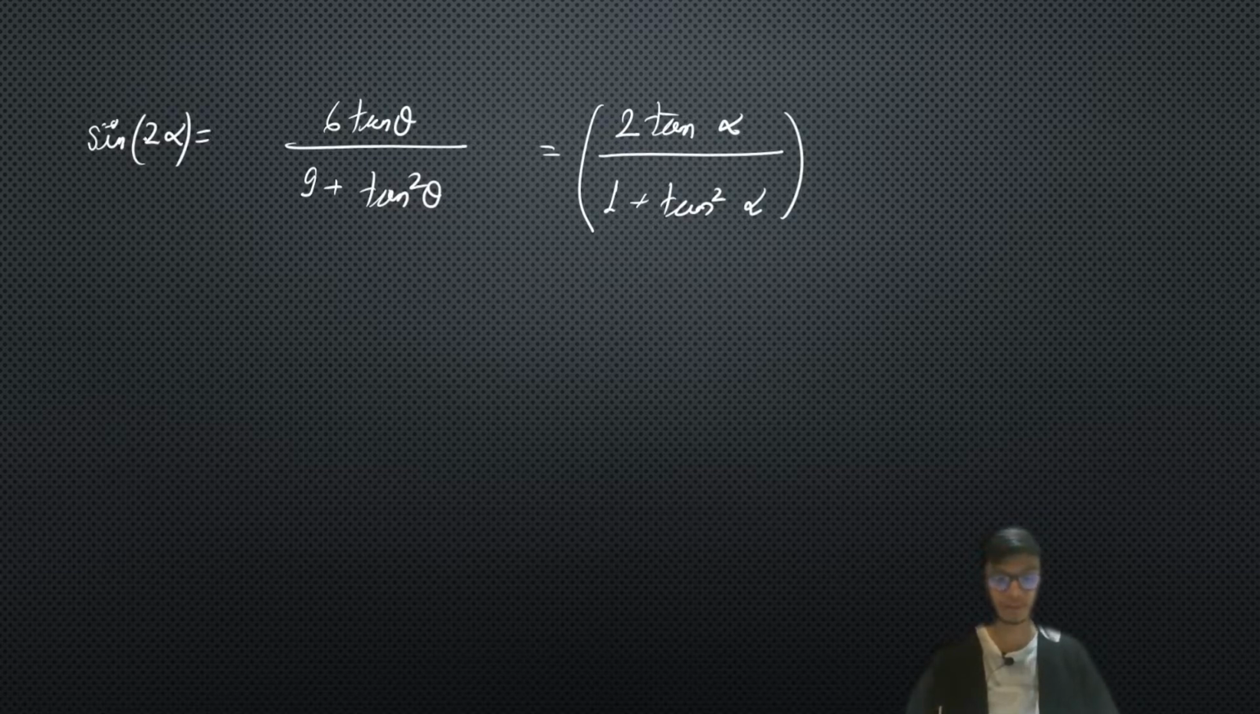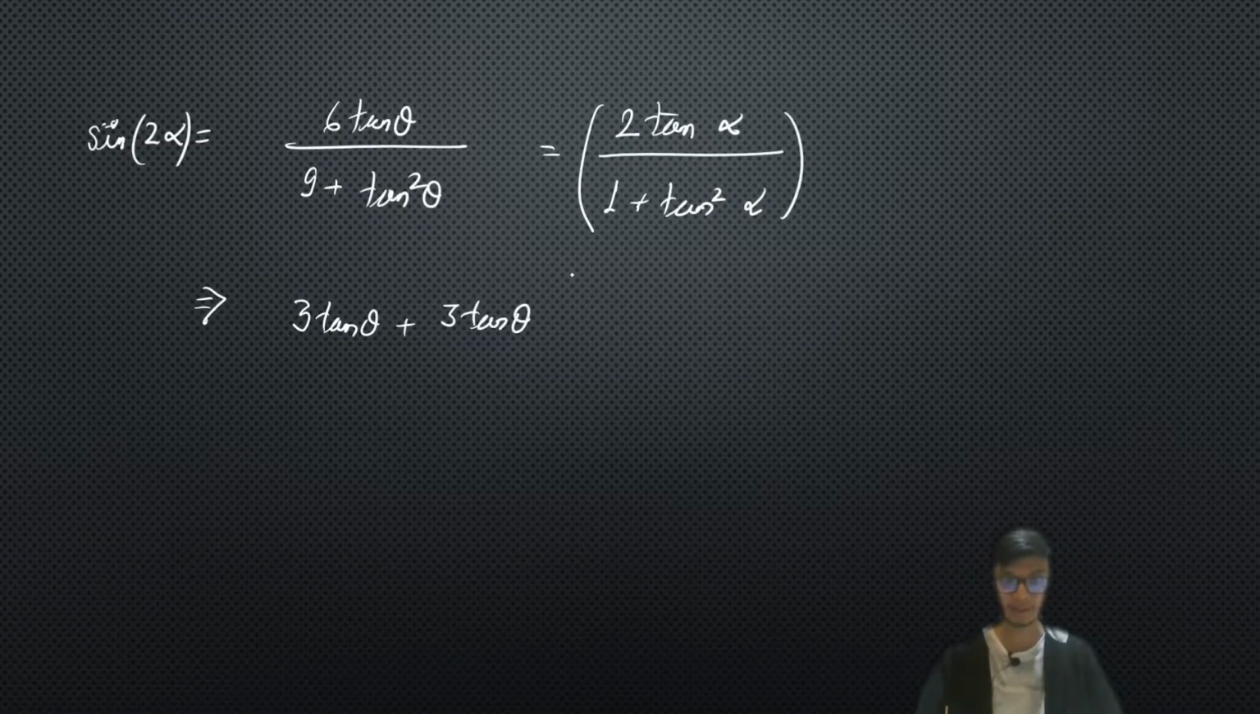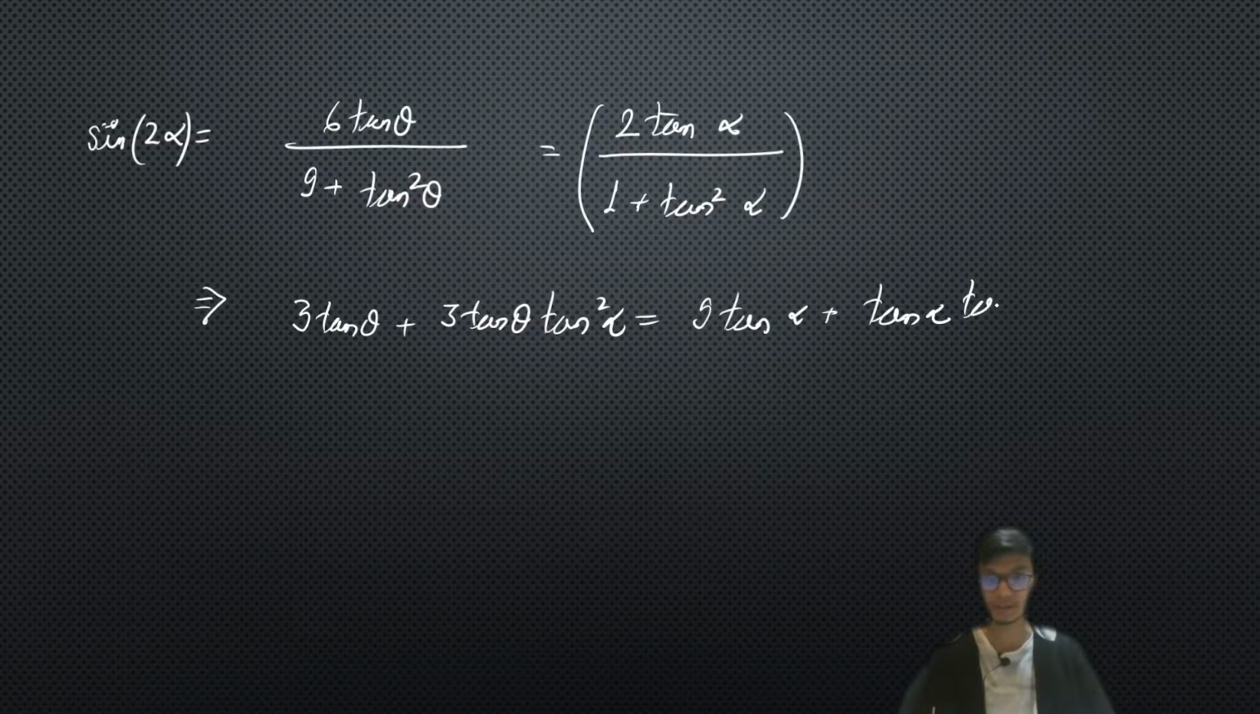So we can write sine of 2 alpha as equal to 2 times tan alpha divided by 1 plus tan square alpha, right? Now this will lead us to another equation: 3 times tan theta plus 3 times tan theta tan square alpha, right, is equal to 9 times tan alpha plus tan alpha tan square theta, right? I hope I'm doing it correct, right? Yes, correct. So please check the calculations again and again. In case you find any mistakes in the calculations, you can point them out in the live chat as well.